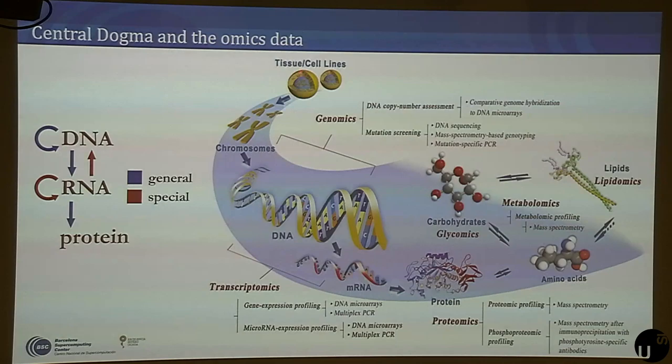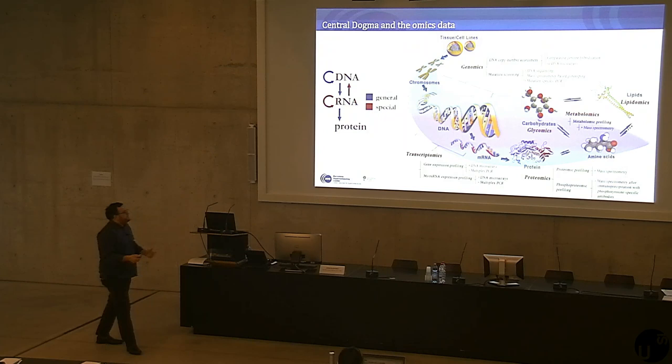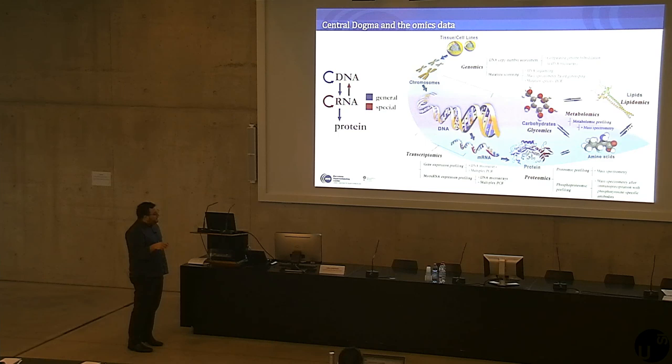So if you want to study the DNA, you would be studying what is called genomics. So it's basically all the kind of information you can retrieve out of the DNA data. And we call it genomics when you study all the DNA as a whole, I mean, all the DNA present in a cell. Again, the same for transcriptomics, which is when you study RNA, and then proteomics when you study proteins. But then there are also other kinds of omics that are not part of this central dogma, which is the case of metabolomics, glycomics, lipidomics, etc.